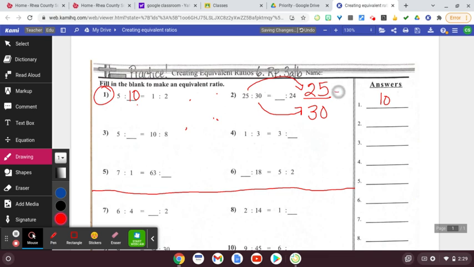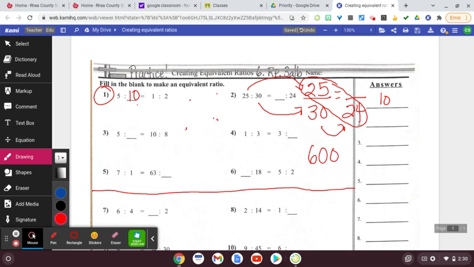So 25 to 30 is the same thing as blank over 24. So I can't see a pattern. I can't divide anything or multiply in order to go from 30 to 24. So I have to use the cross multiplication method. So using a calculator, I've got one right here. You take 25 times 24. So 25 times 24 equals 600.